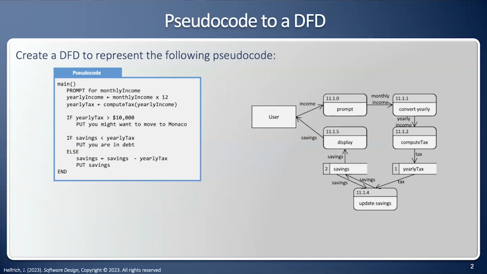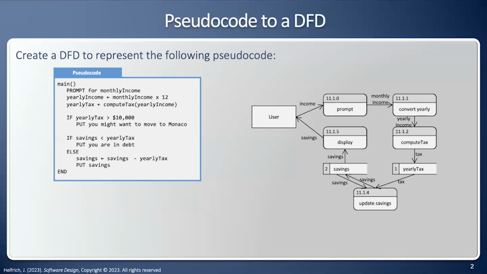user. Now, let's say for an example that I want to understand a bug in the savings variable, then I can see where the savings variable came from. It came from update savings, which came from yearly tax, which came from compute tax, which came from convert yearly and prompt and so on.